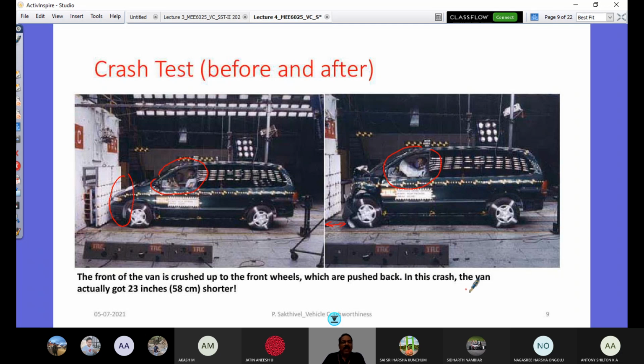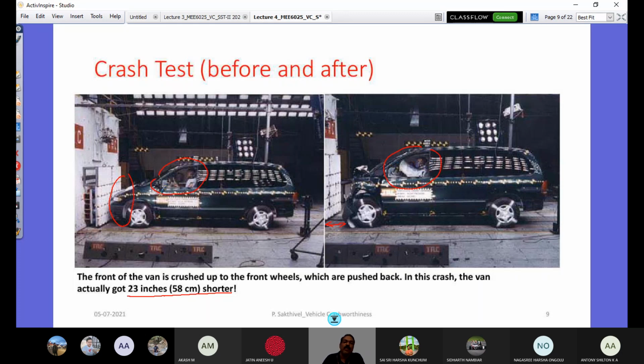In this crash, the van actually got just 23 inches shortened. So the vehicle is shortened by 23 inches. It's not moved away from the barrier because it's crushed, it is appearing. Assuming that if it is fully elastic, it will go back and touch it. But a fully elastic vehicle cannot absorb that energy, and there will be rebound energy. It is pulled and it will be thrown backward, and the same speed energy the occupant will be hitting.